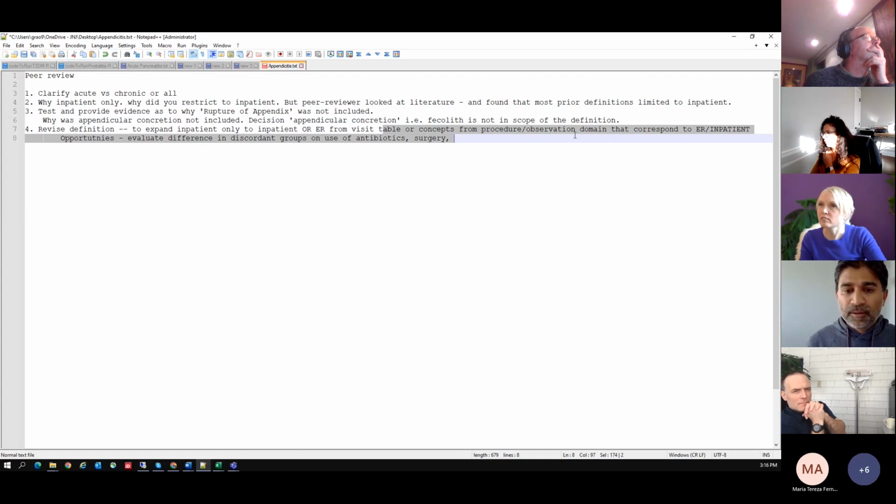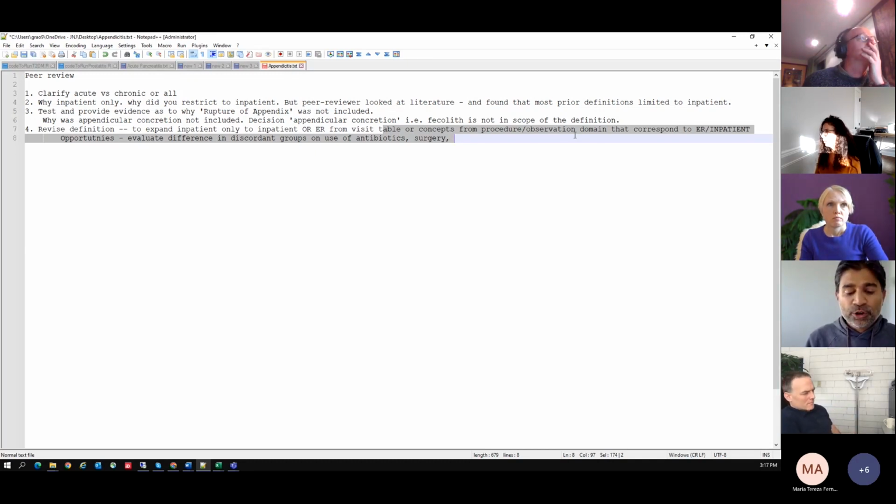Yes, ER is in this definition, but the peer reviewers are making the assertion that there are people in your data source who may be receiving care patterns consistent with inpatient or ER, but your rule is kicking them out. You're talking about the vocabulary thing, the visit thing, yeah.